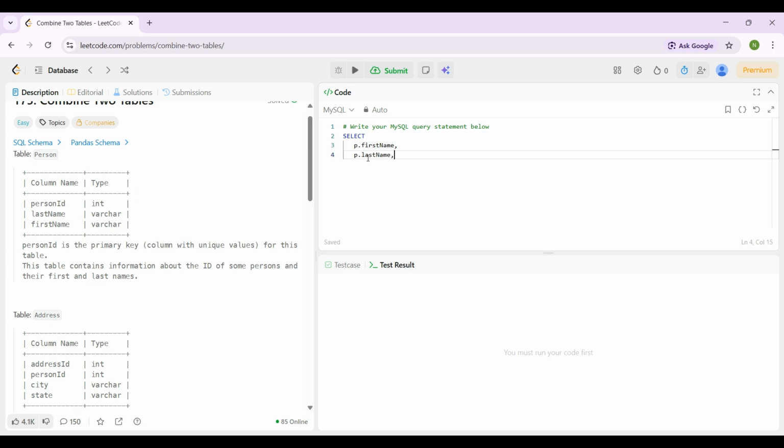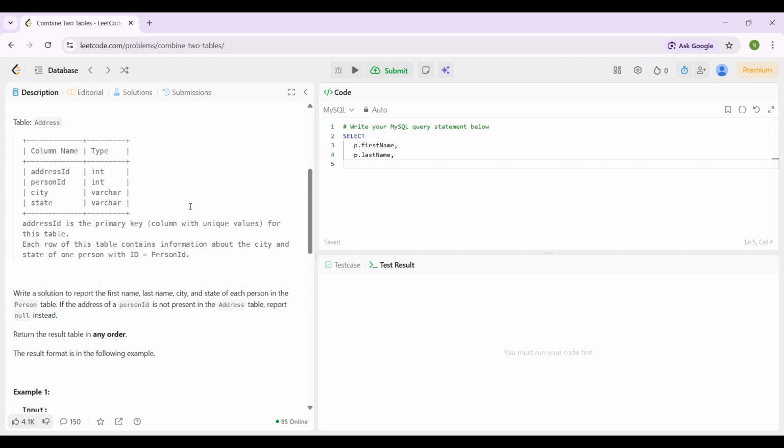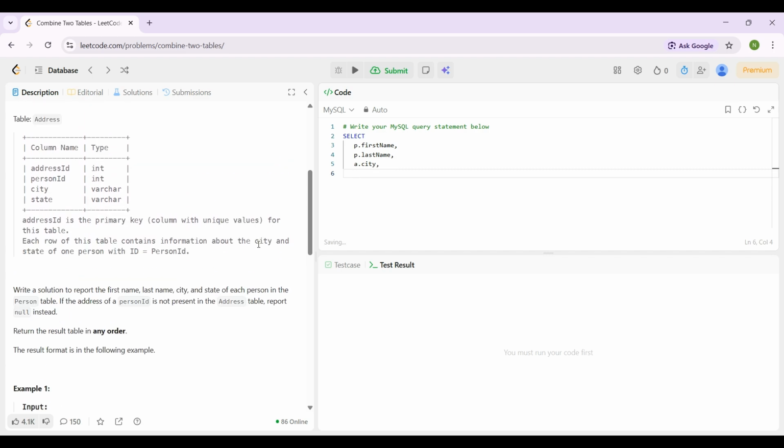Last name, and then next what do we want? First name, last name, city and state, right? City is in address table. So a dot city and next one is state. A dot state. Now you will understand why I had written P and A.